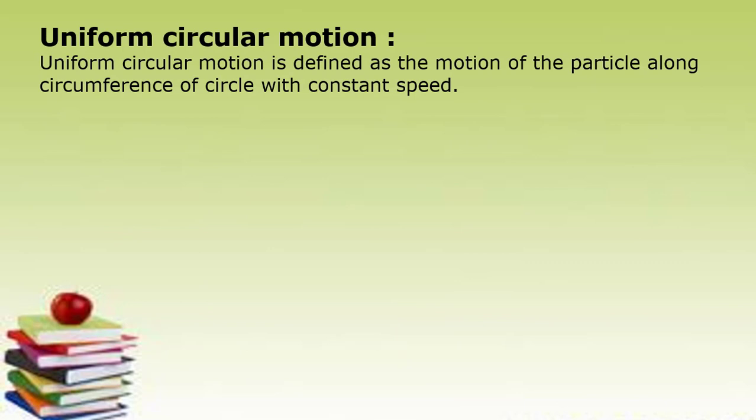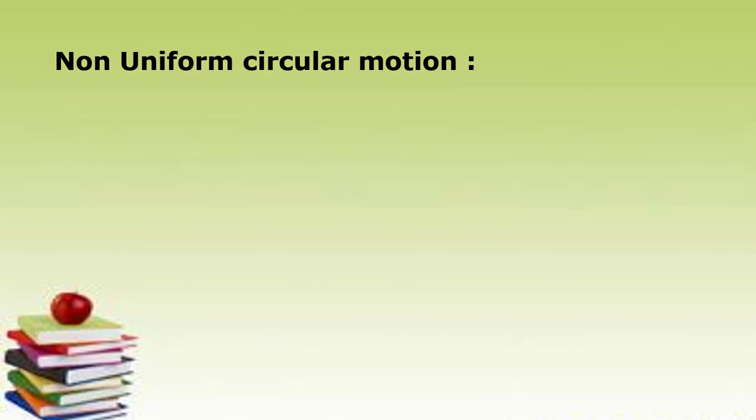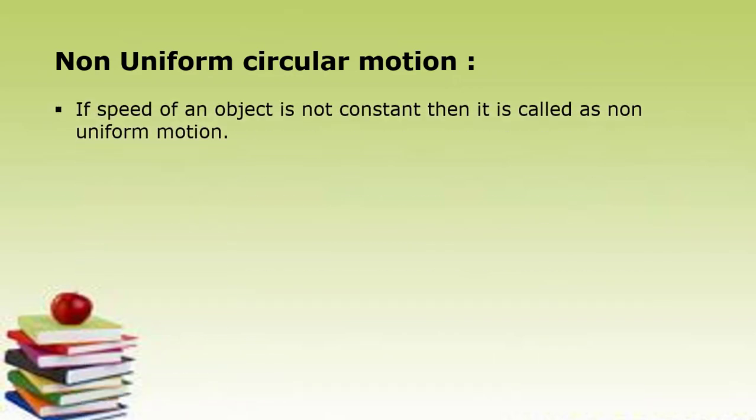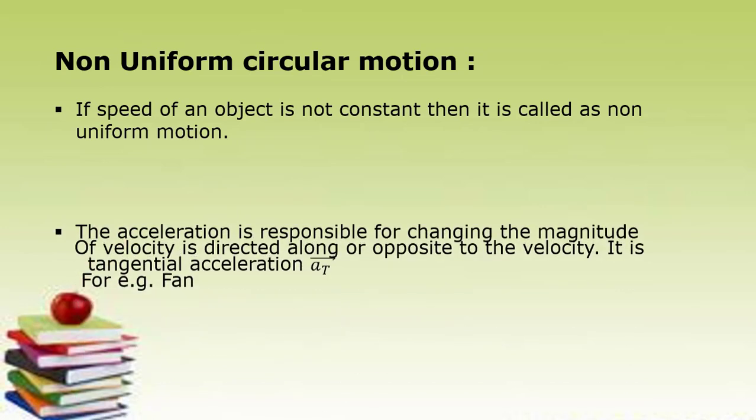Uniform circular motion is defined as the motion of a particle along the circumference of a circle with constant speed. Non-uniform circular motion is the opposite of uniform circular motion, which means if the speed of an object is not constant, then it is called non-uniform circular motion.